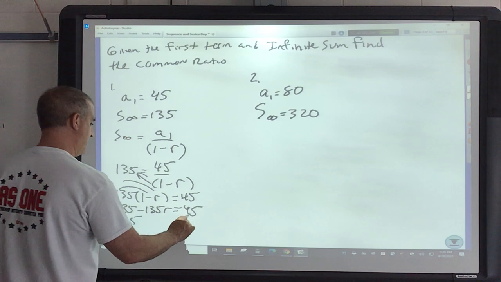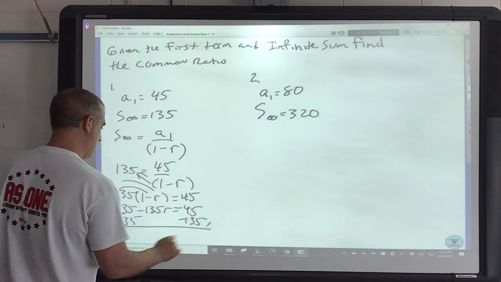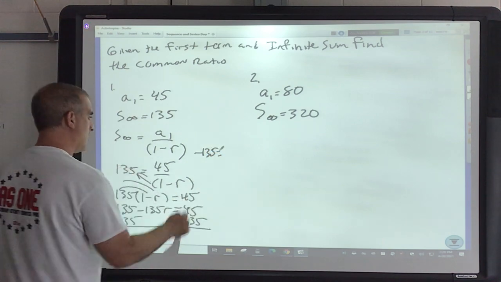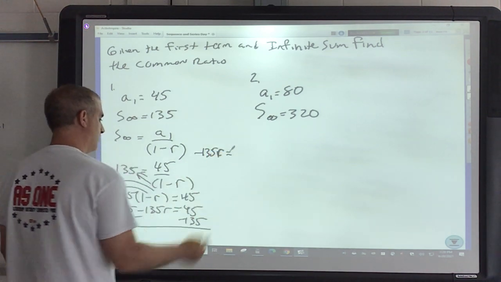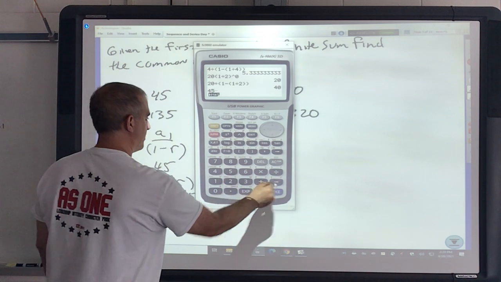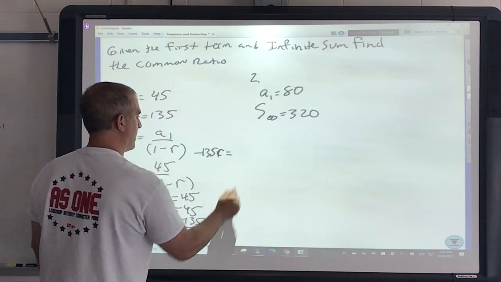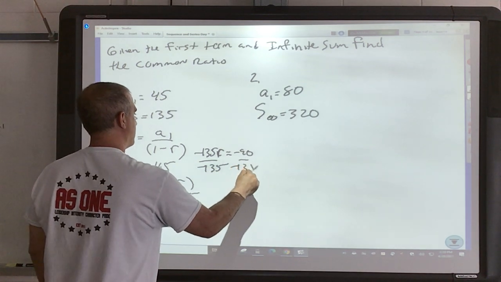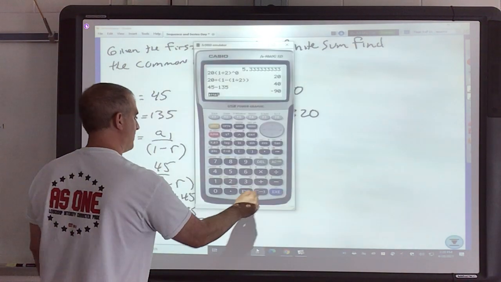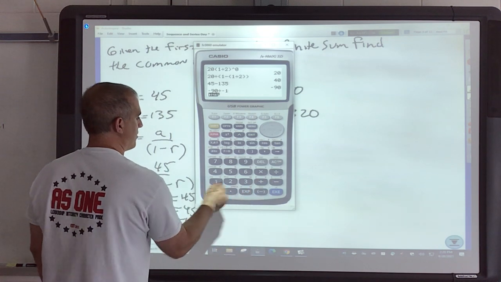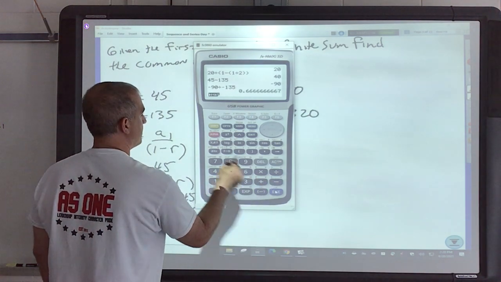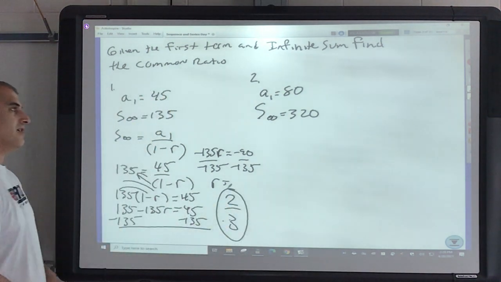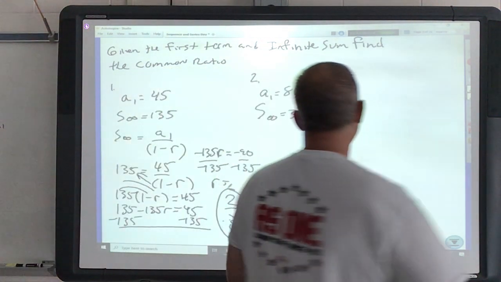I would subtract 135. That's going to be negative 135R equals 45 minus 135, which is negative 90, divided by negative 135. So R equals negative 90 divided by negative 135, and as a common ratio that would be 2/3. So that's my common ratio there. That's so simple. Let's do another one together.